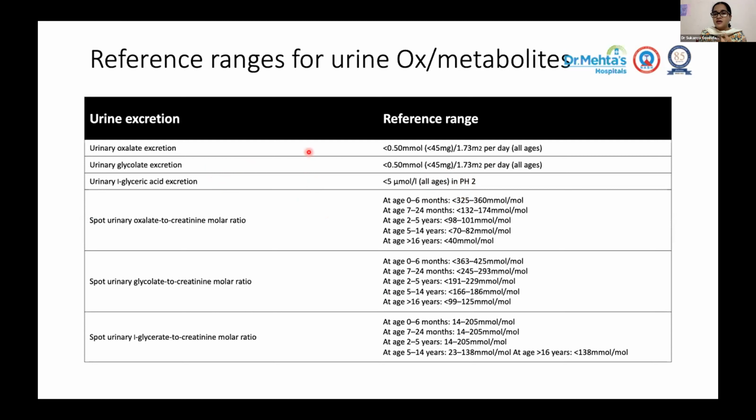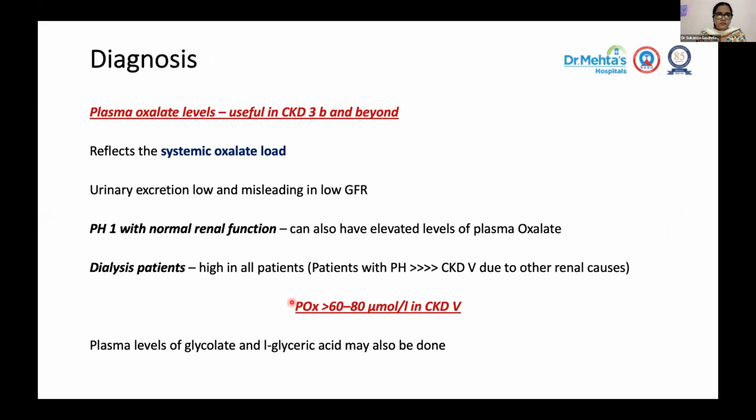And when these are in the confusion range, or you do not have definite answers with these tests, you might go ahead and do the other metabolites in the urine. There are also spot values for the glycerate and the glycolate creatinine ratios, which are available.